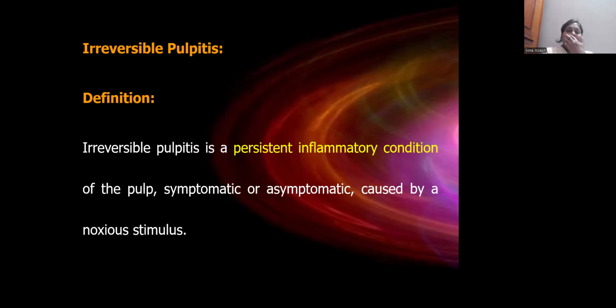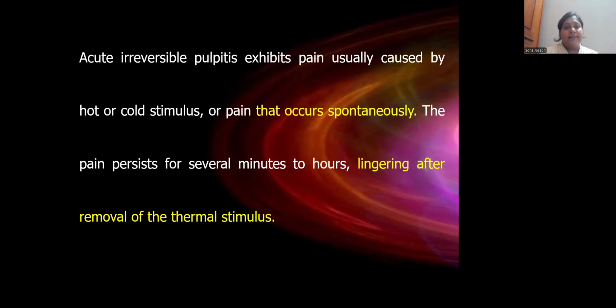Now coming to irreversible pulpitis. When we were discussing reversible pulpitis itself, we discussed a few of the features. Now we'll just quickly go through the different features of irreversible pulpitis. It's a persistent inflammatory condition of the pulp, symptomatic or asymptomatic, caused by noxious stimulus. The pain is usually caused by hot or cold stimulus. Both can cause it, sometimes relieved by cold.